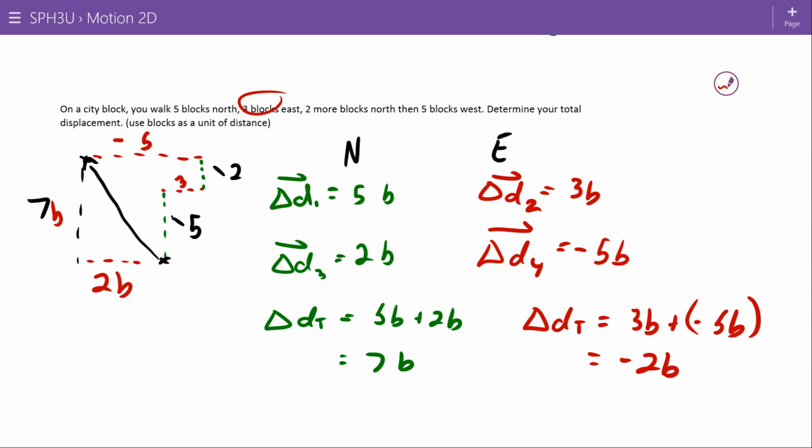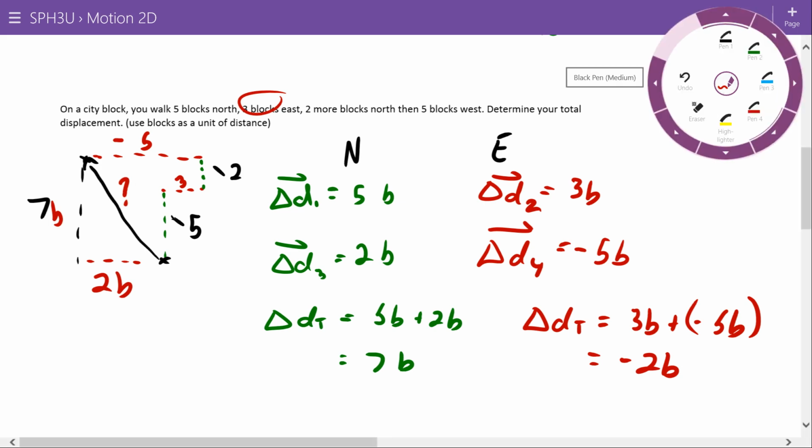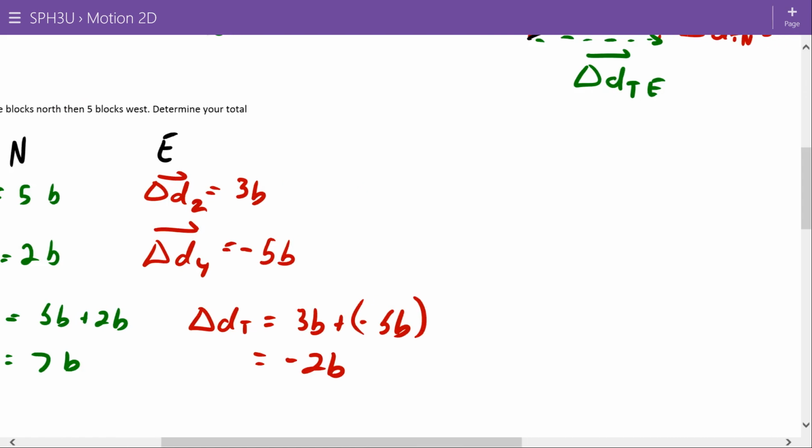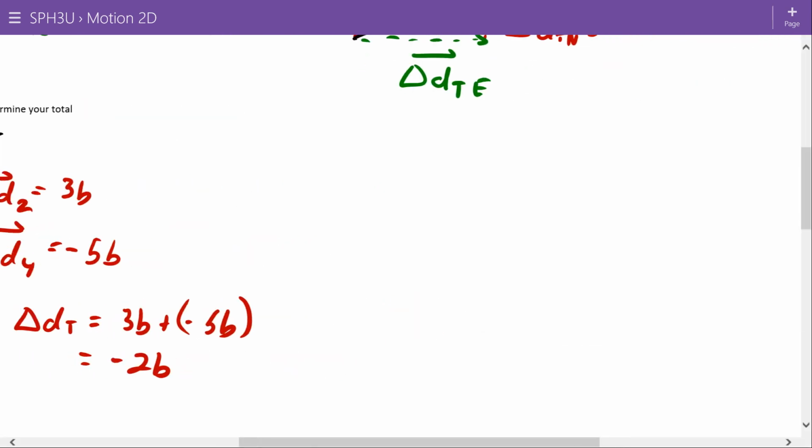Having added the vectors in each direction separately, we're able to get a north part of the movement, and in this particular case, a west part of the movement. What we now need to do if we want the overall part of the movement is we're going to have to solve that right angle triangle. We can use the Pythagorean theorem here. I'm just going to move over and redraw it so that I have space to work.